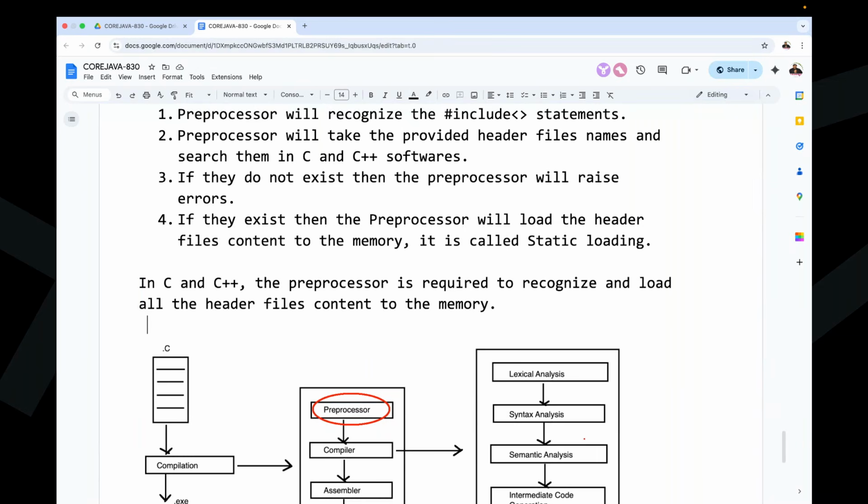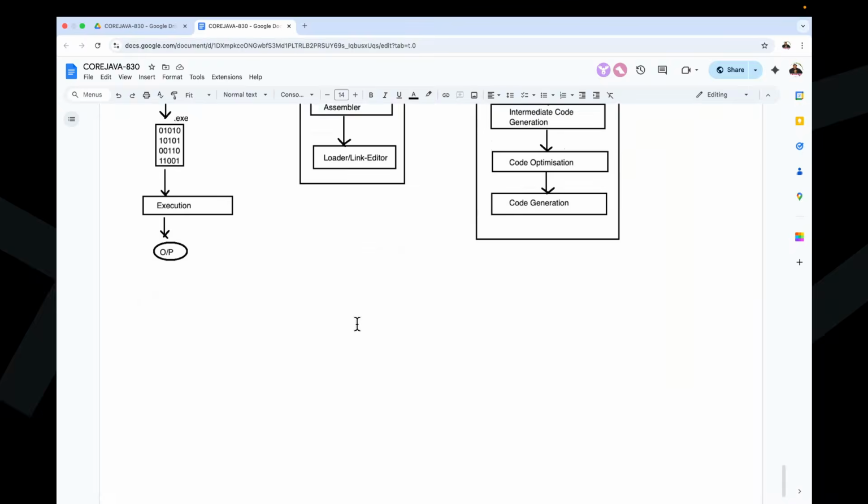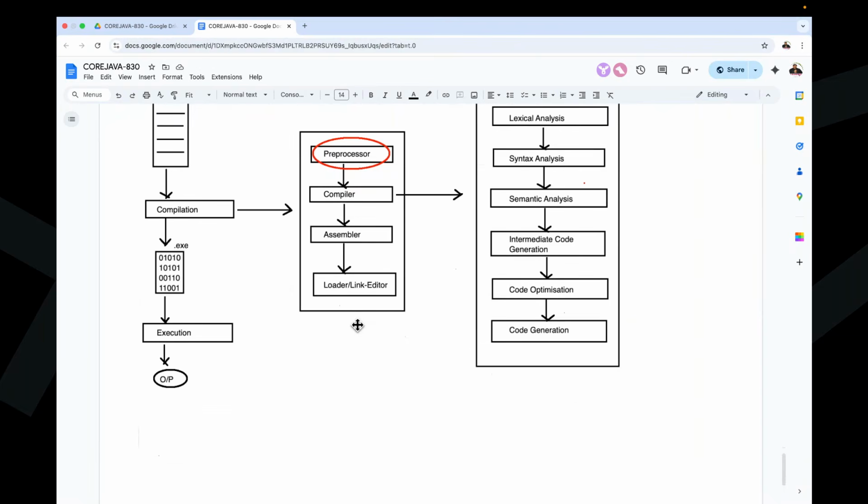Okay, got it? But why is it not required in Java? Why is the preprocessor not required in Java? That we have to understand tomorrow, guys. Now the time is almost 9:30, so I'll continue tomorrow. Tomorrow we are going to understand it. Tomorrow we'll discuss the total process, guys.